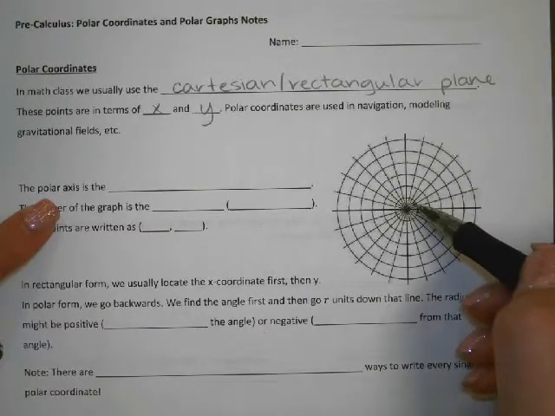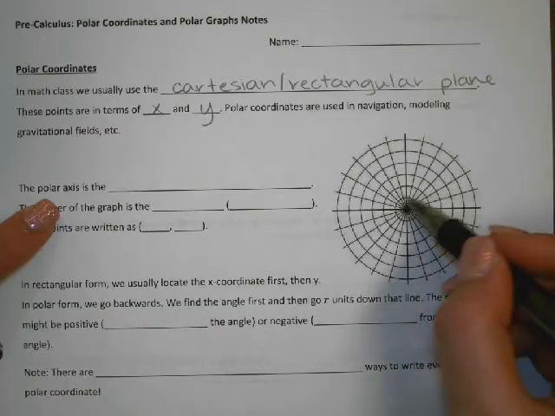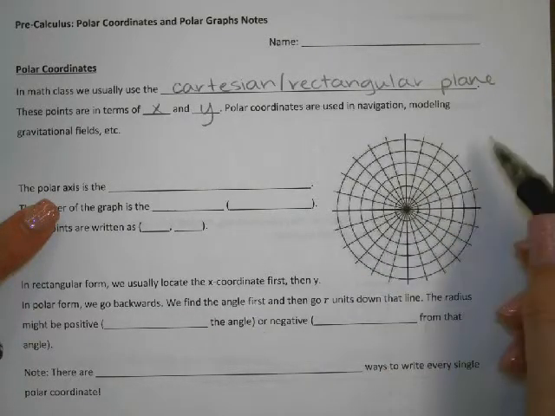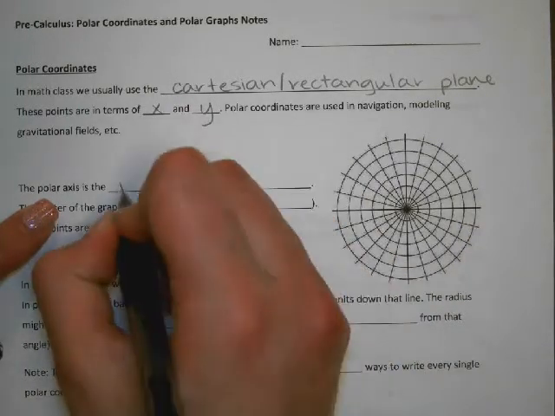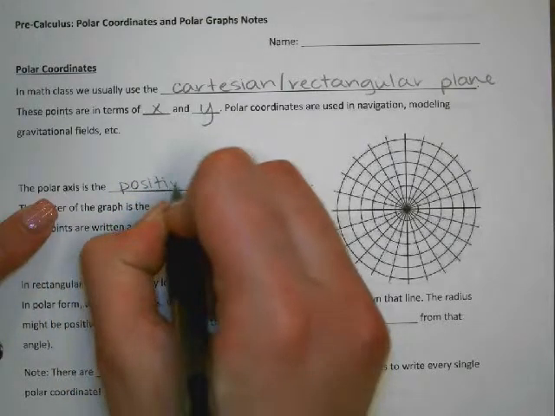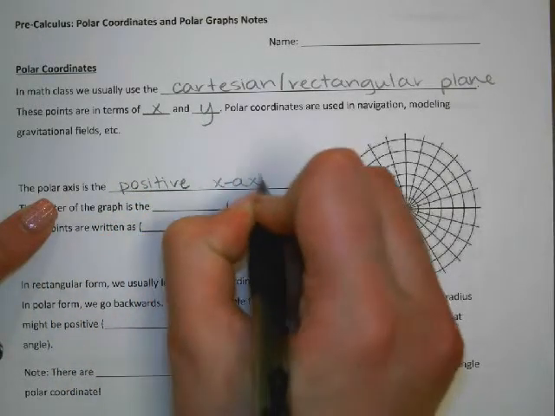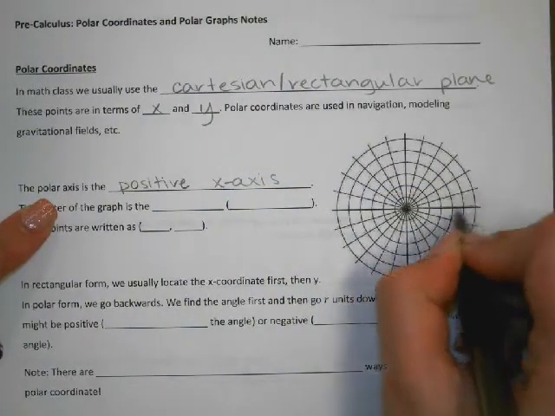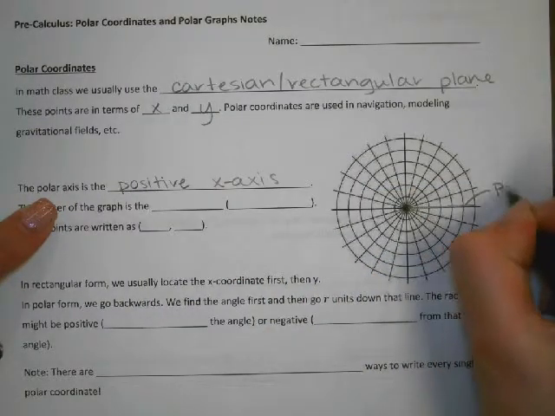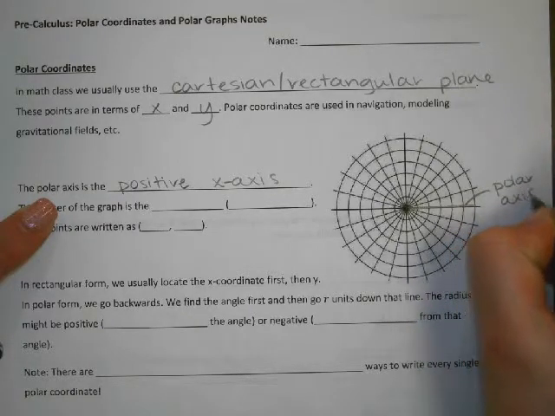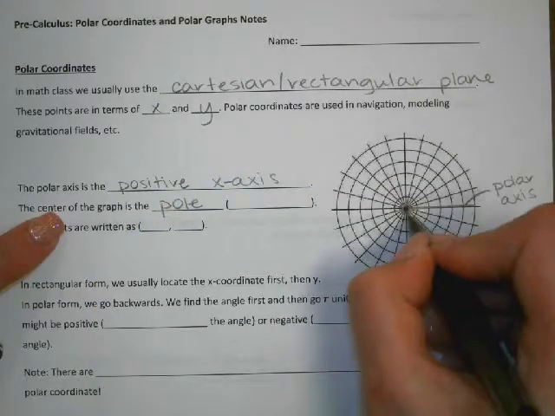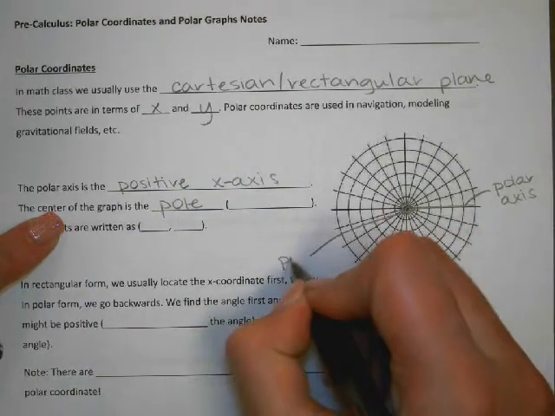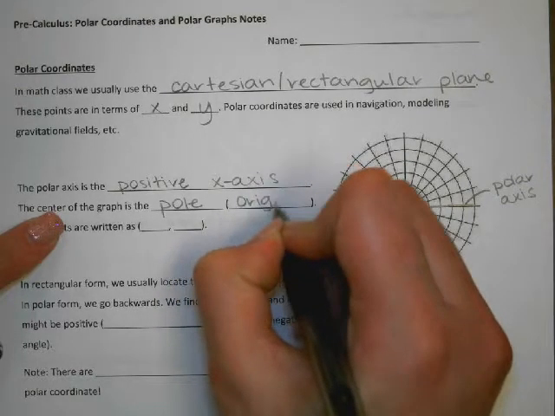And so when we do that, we have a different type of axis. Here you can see that instead of left, right, and up and down, you have radiuses, radii, I guess, and then angles based off of that. So the polar axis is what we think of as the positive x-axis. So this part right here is the polar axis. And the center of the graph is called the pole. So this right here is the pole, and we've always thought of that as the origin.